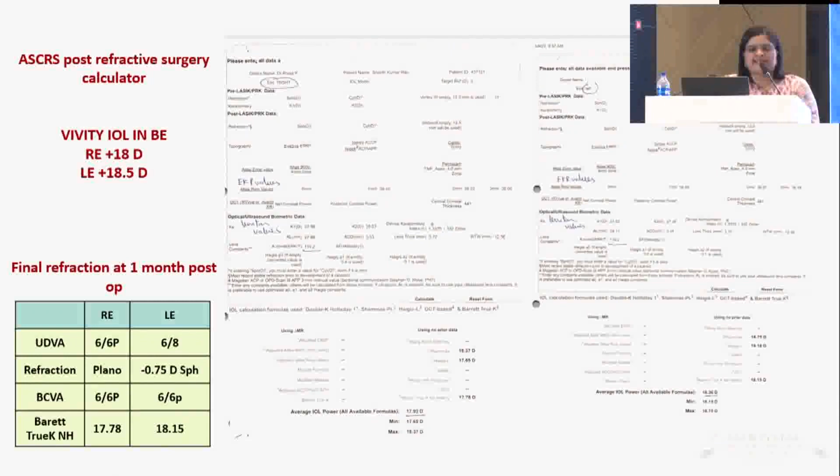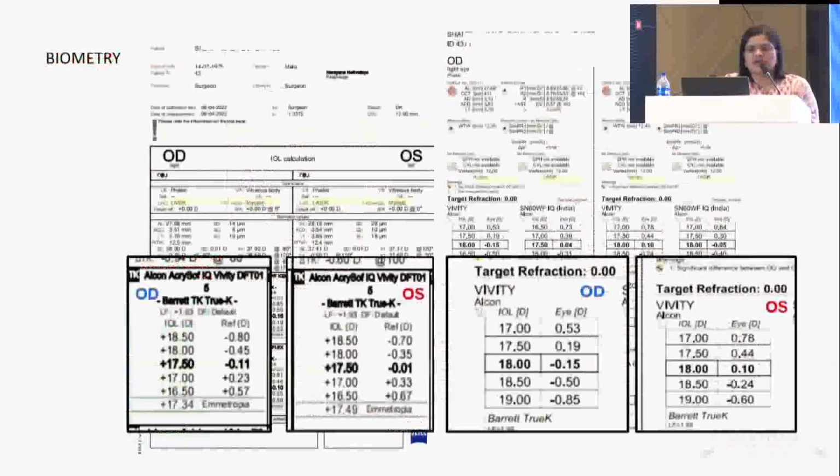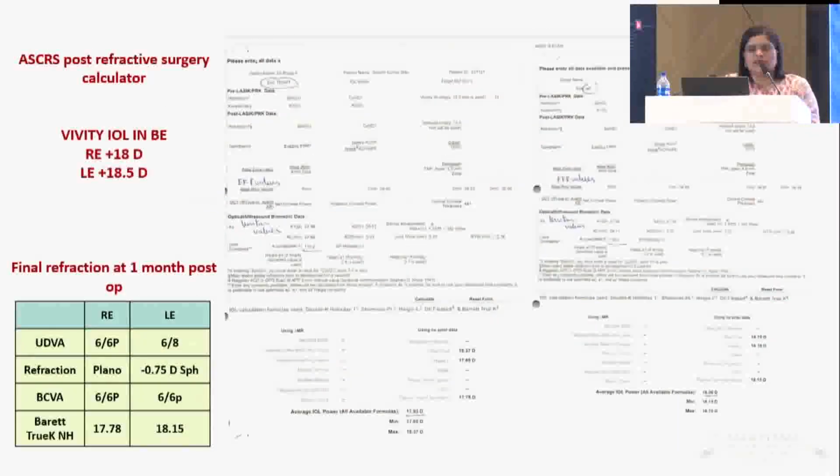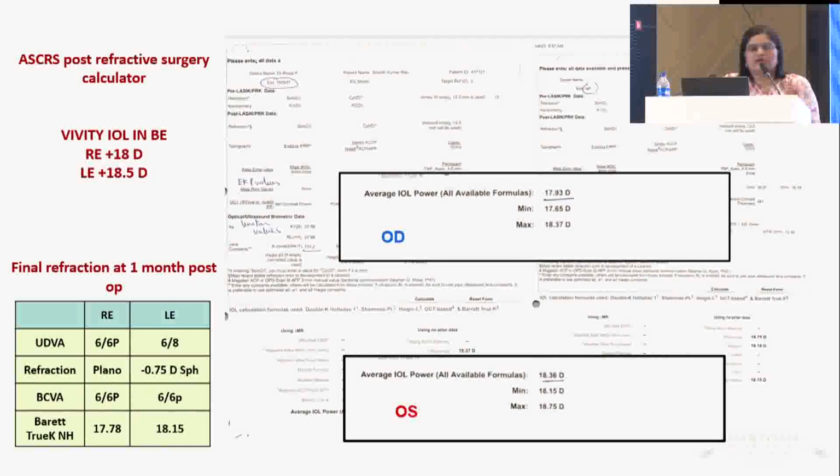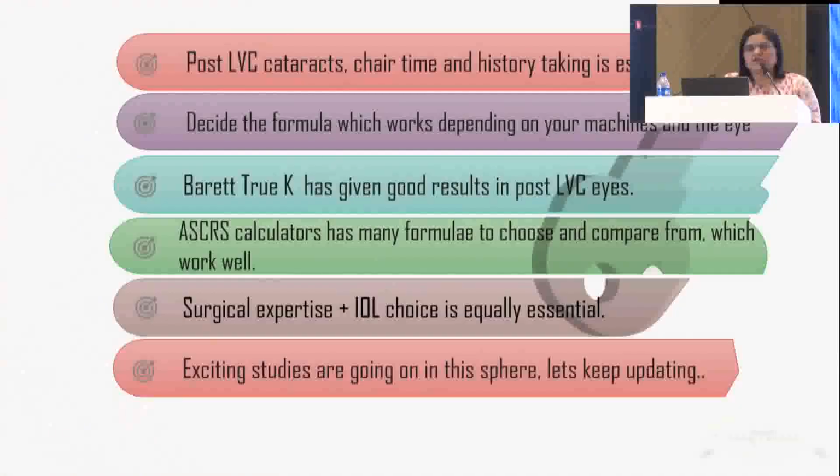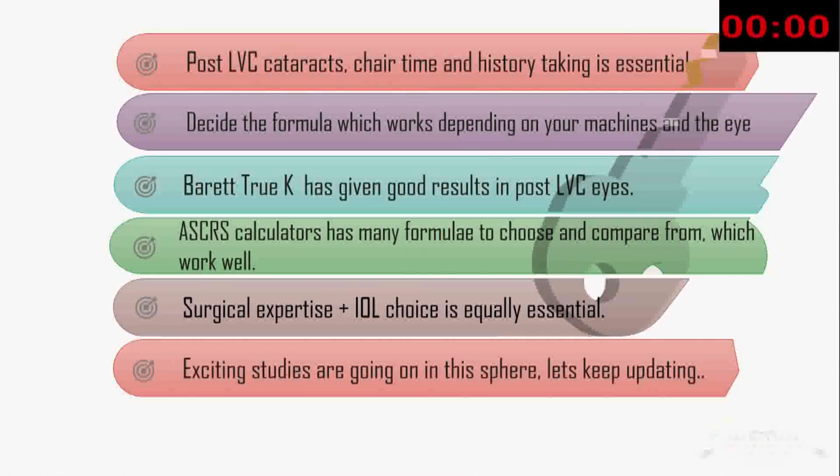But what is actually giving 6/6 is probably something closer to the formulas that are closer to Barrett TK True K. And as compared to that, in the left eye, when the slightly higher power IOL, plus 18.5, was added, we got a minus 0.75 diopter spherical residual. So this explains what we have been talking about till now, how small changes can make a difference to the patient's vision. The take-home message for this talk is that in post-LVC cataract, chair time and history taking are essential.